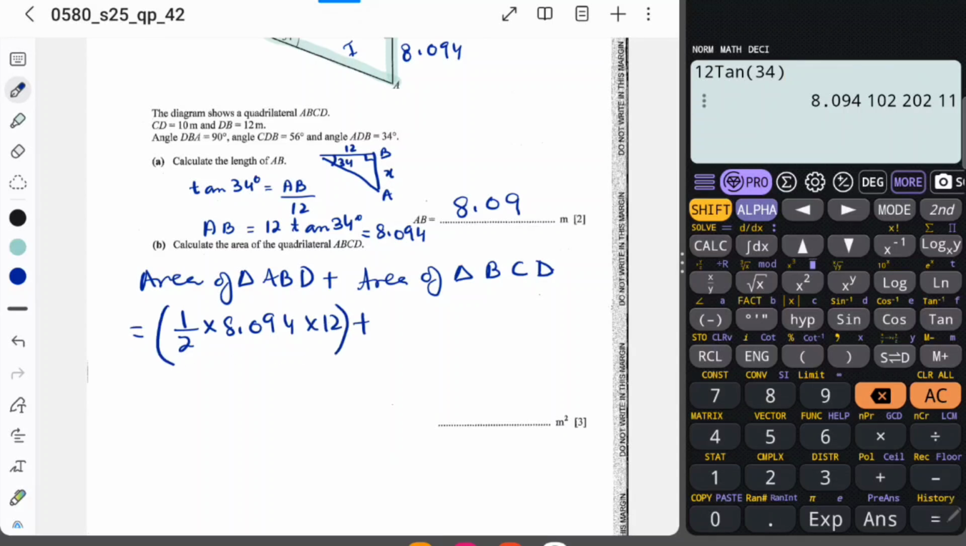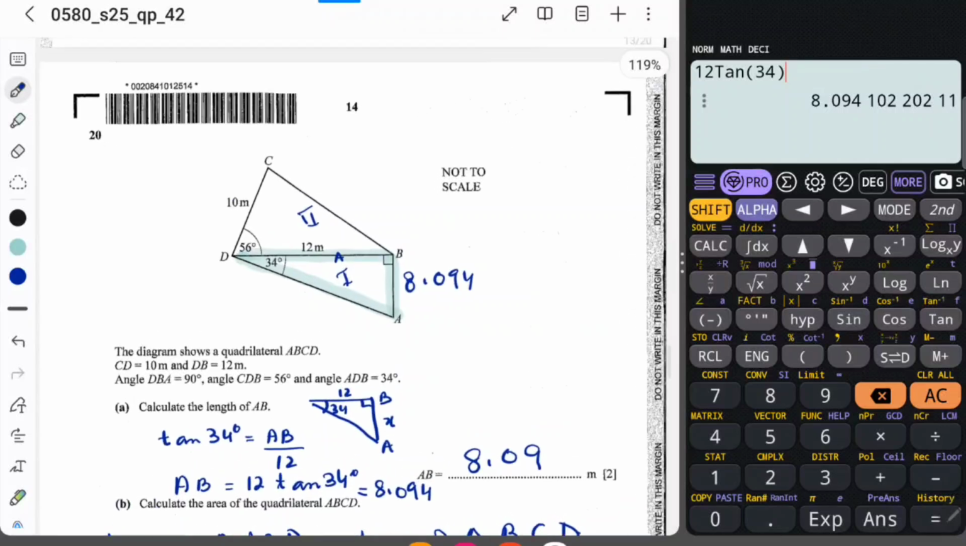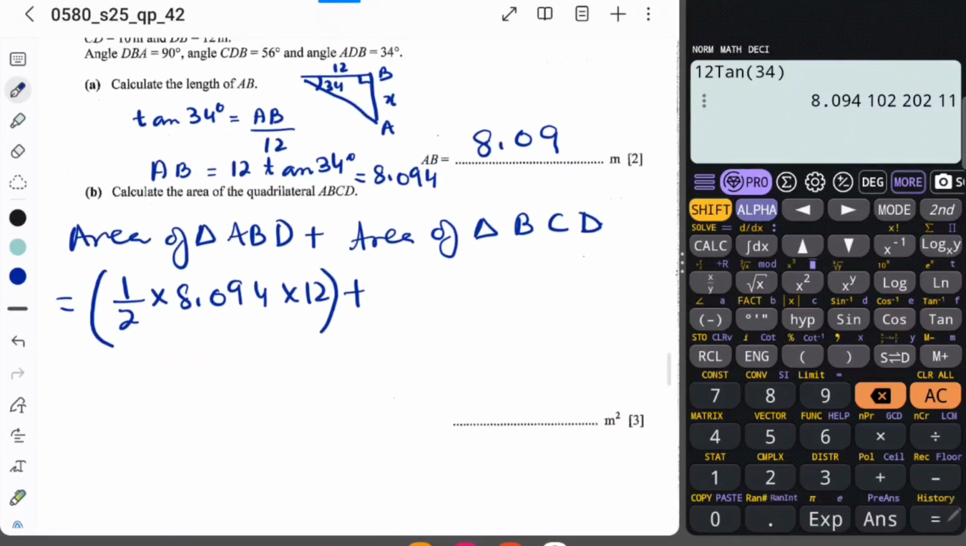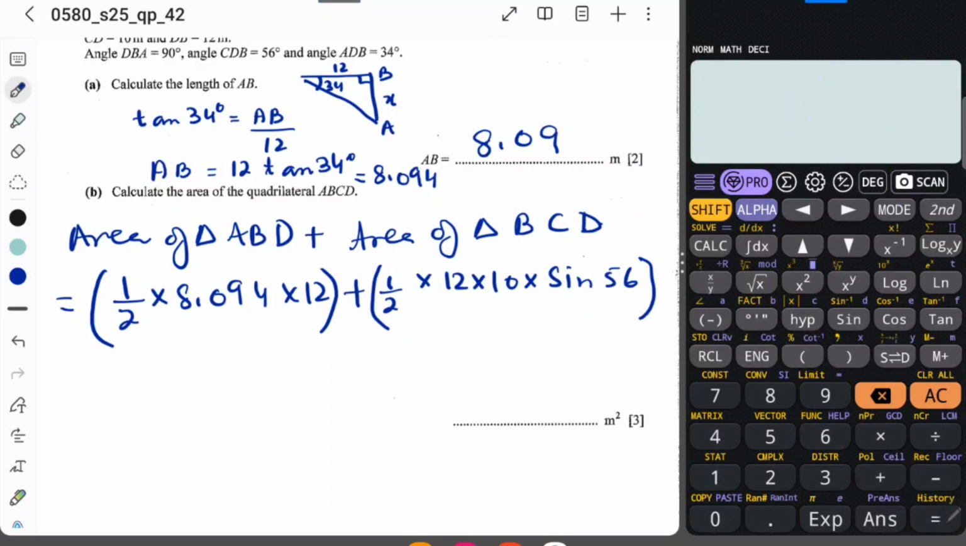Plus area of BCD. You can see that it's a non-right angle triangle, so half ab sine C: half into 12 into 10 into sine 56 degrees. These are the two brackets you will have to solve and then add together. So 8.094 times 12, and then divide by 2, that is equal to 48.564.